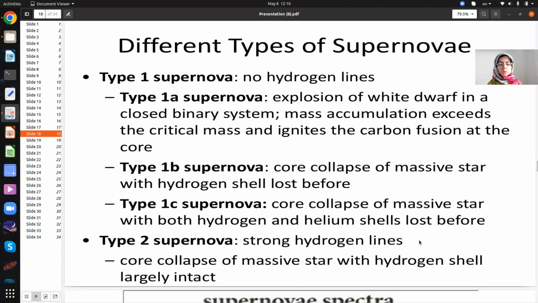And type 2 supernova has strong hydrogen lines, which means the shock wave before the supernova explosion was not strong enough to remove the hydrogen shell. It is the core collapse of a massive star with the hydrogen shell largely intact.